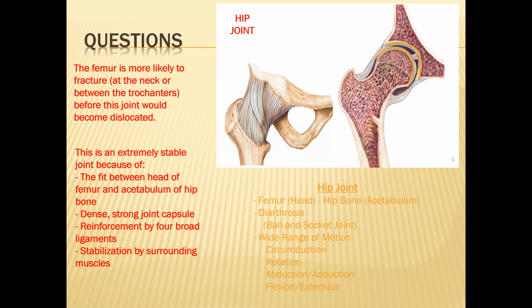And there is one joint to see here, and that is in the orange-yellow color, and this is called the hip joint. And this is the head of the femur that fits into the acetabulum of the hip bone. This is a synovial joint or diarthrosis. Specifically, it is a ball and socket joint. This type of joint gives you a wide range of motion, including circumduction, rotation, abduction and adduction, and flexion and extension.